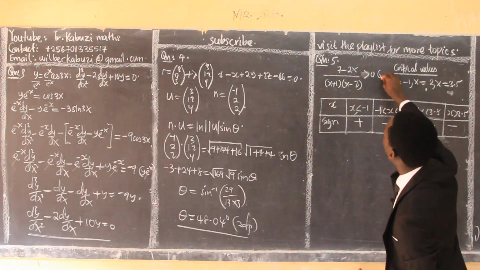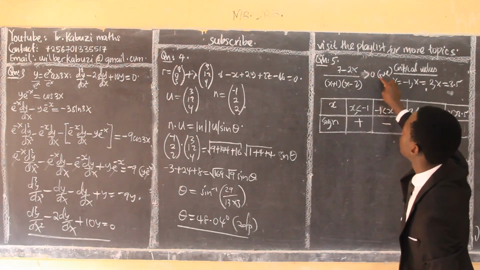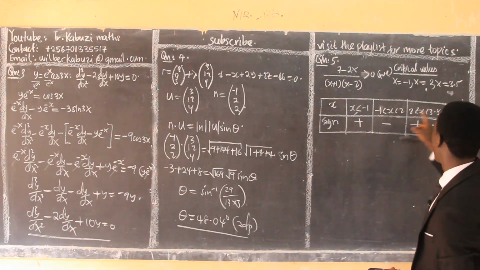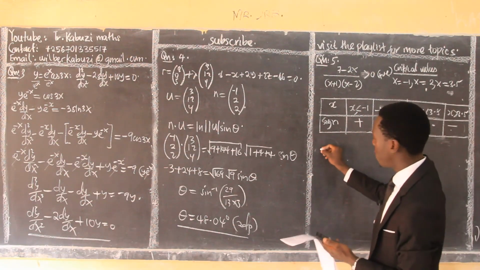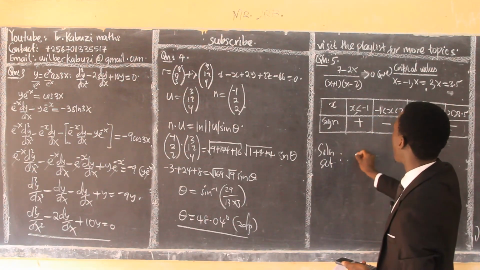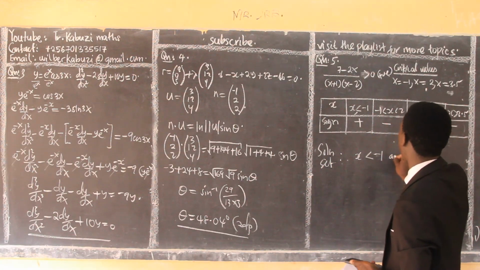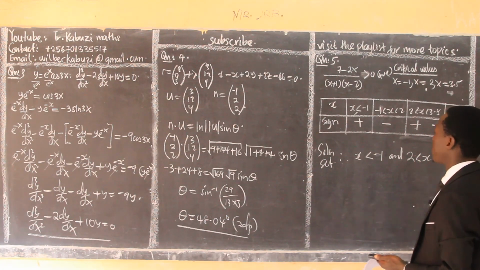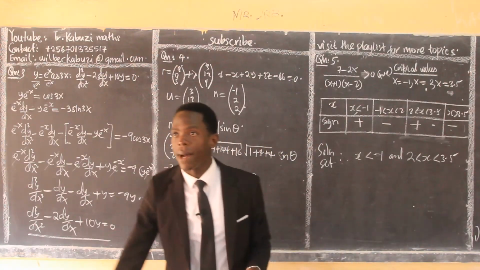Remember, we need when it's greater than 0. Greater than 0 means that we need positive signs. We have positive signs here and here. So therefore, our solution set is x less than negative 1, and 2 less than x less than 3.5. So that's how we had to do our number there.